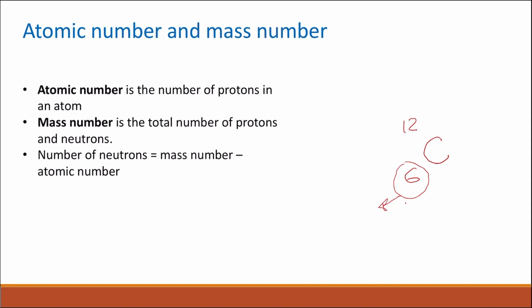And then we have the mass number. The number written at the top left is the mass number. The mass number is the total number of protons and neutrons inside the nucleus. In the case of carbon-12, the number of neutrons and protons equals 12. And because the number of protons is 6, we can calculate how many neutrons there are by simply subtracting the atomic number from the mass number. So the number of neutrons in this case is 6.